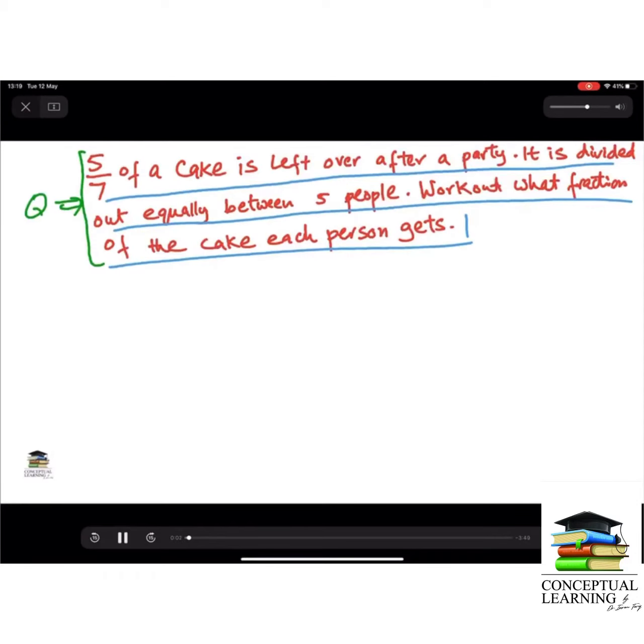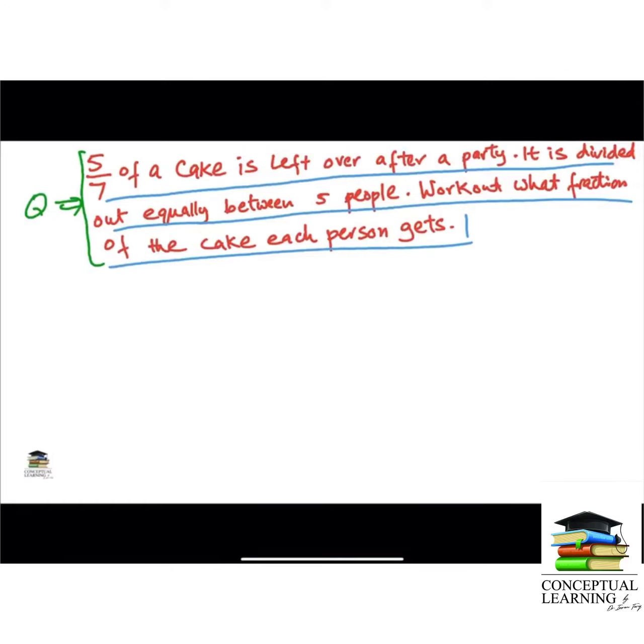Okay, now we have a reasoning division fraction question. The question is: 5 over 7 of a cake is left over after a party. It is divided out equally between 5 people. Work out what fraction of the cake each person gets. Now we have to divide 5 over 7, which is left over after a party, among 5 people, and we try to find how much cake each person gets.